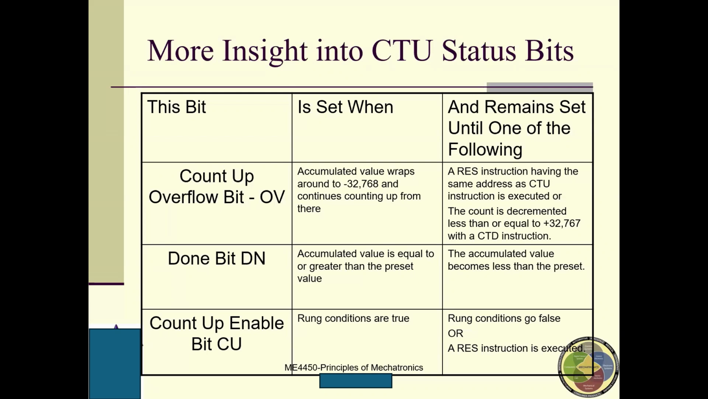The overflow bit is set when the accumulated value wraps around and continues counting up from the beginning. If this condition is met, this bit is set. For the done bit, if the accumulated value is equal to or greater than the preset value, the done bit is turned on. Right, so this is how it works, very similar to the timers TON and TOF.